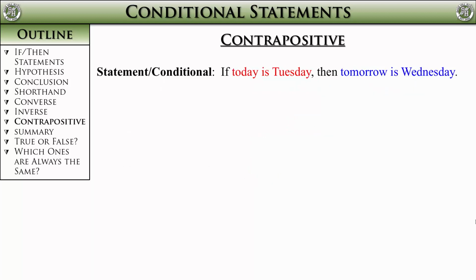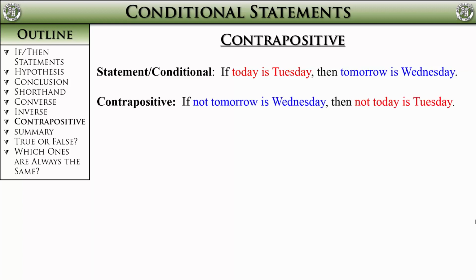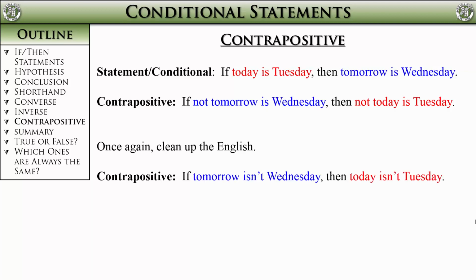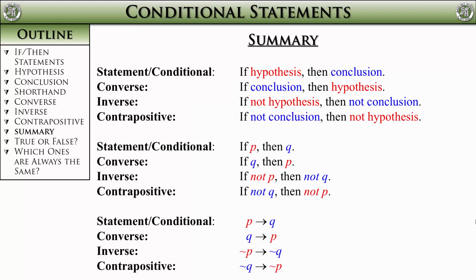So here is our trusty statement again. To do the contrapositive, we want to flip it around and negate it like this. That is the literal translation. Once again, clean up the English, and this is so much better and makes so much more sense. Definitely do that on your work. Here is the summary of it all. You can use whichever one you like. You certainly don't want to do all of these. You just need to pick the one that speaks to you to help you keep them straight so that you know how to do each of them.